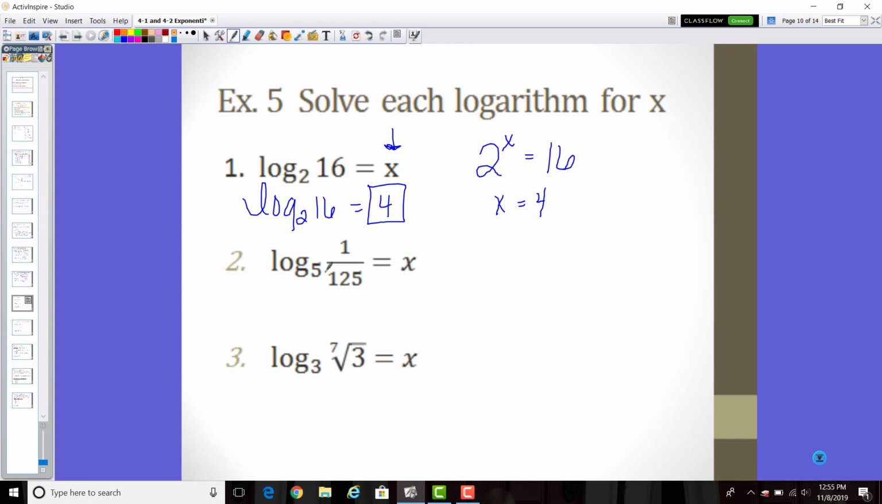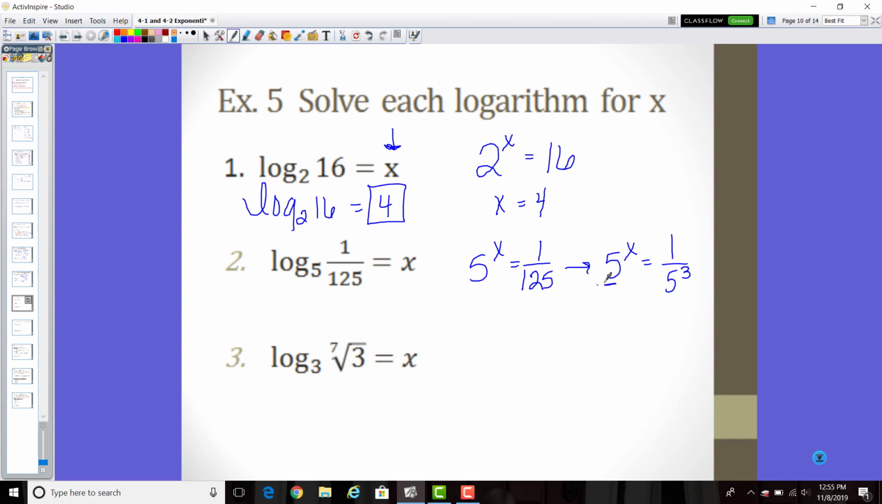Second one, log base 5 of 1 over 125 equals x. So now I'm trying to determine 5 to what power equals a fraction 1 over 125. Well, in order to do this, we're going to have to do something here with this fraction. So I'm going to convert the denominator of 125 to 5 cubed. We all agree that 5 to the 3rd power equals 125. These two expressions are equivalent.